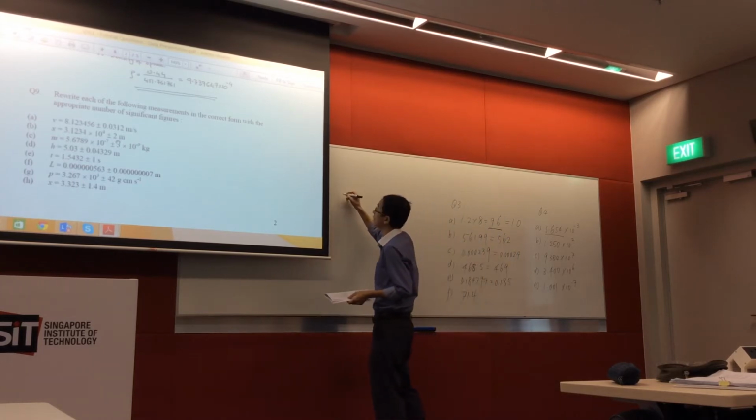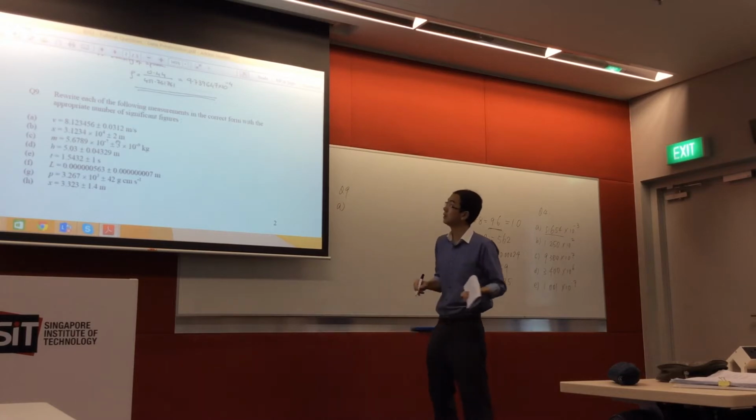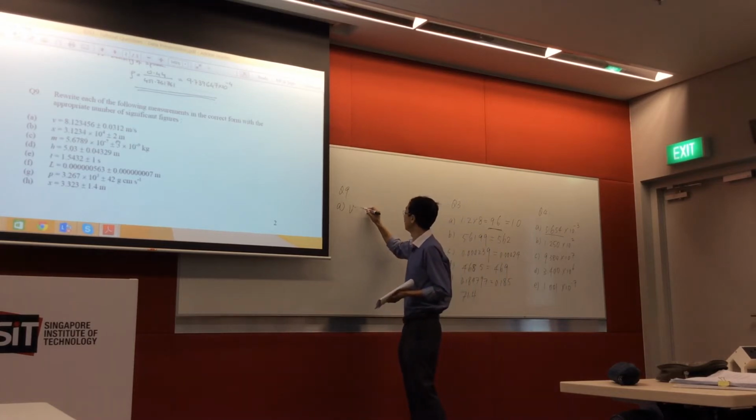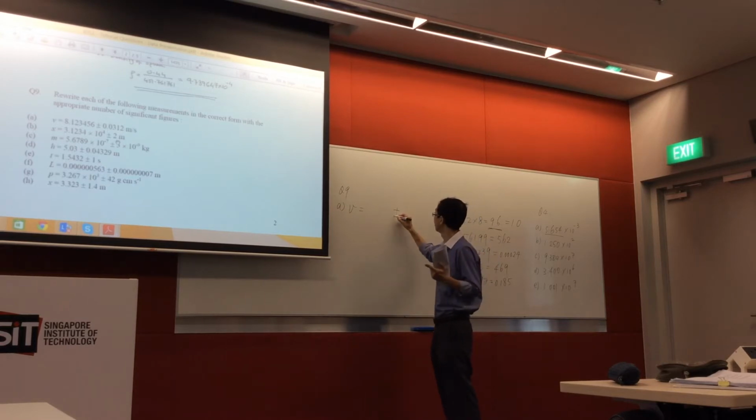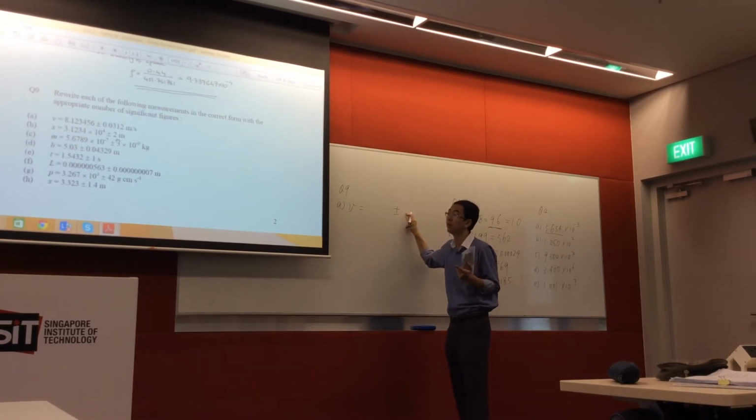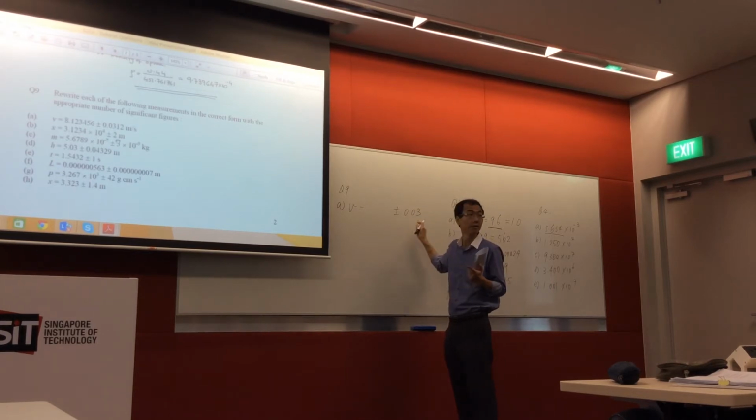Okay, what does it mean here? So the uncertainties, you can only have one significant figure, right? So how do we report this uncertainty? It will be 0.03. Okay.